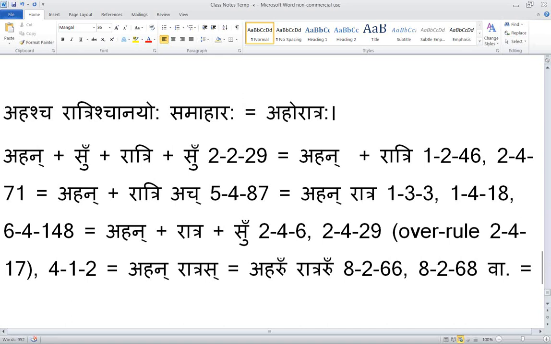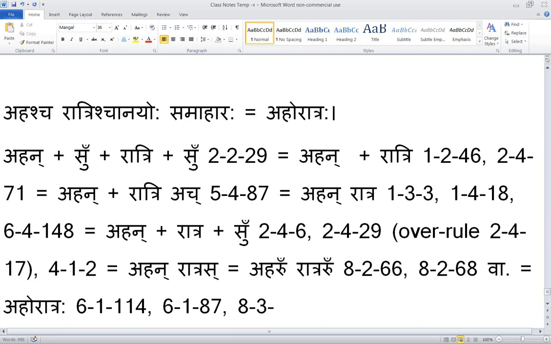So we'll make it Ahoratraha. So Hashicha has been used, Adgunaha has been used. Then of course Karavasana Visarjaniyaha 8315 has been used. Okay, so start from the beginning now.